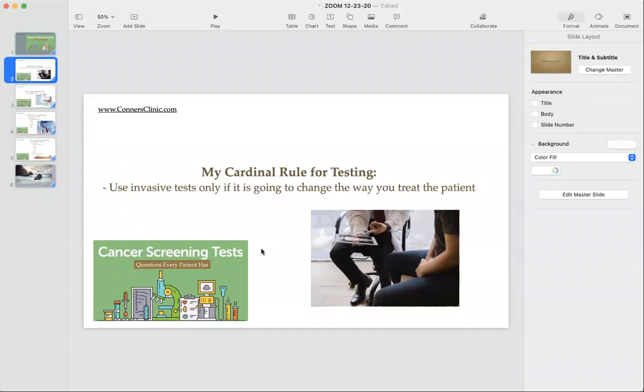First of all, my cardinal rule, if you've been with me for any length of time, my cardinal rule for testing that I always used to teach other doctors is use invasive tests only if it's going to change the way you treat the patient. And by that, let's define what I mean by that. An invasive test is a test that can possibly cause damage to a patient, possibly.